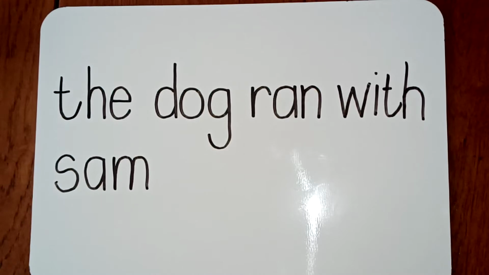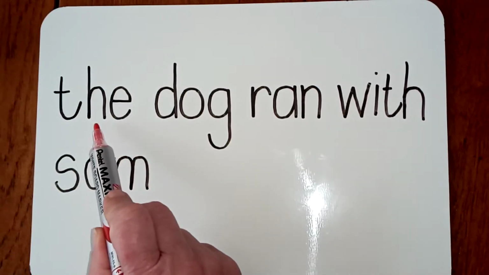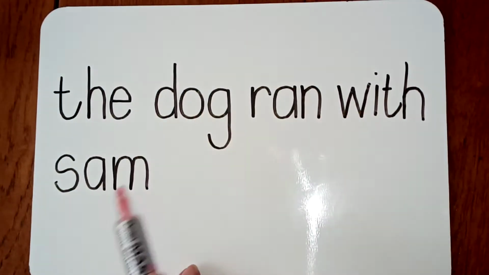So we're going to have a look at this sentence and find, there are lots of mistakes in this sentence. So we're going to correct it and then make sure that we don't make those same mistakes in our sentences. So the sentence is, the dog ran with Sam. So the first rule of a sentence is that it must start with a capital letter.